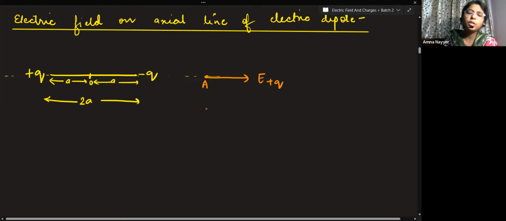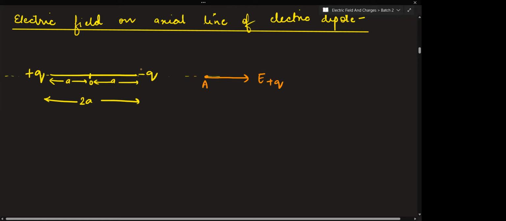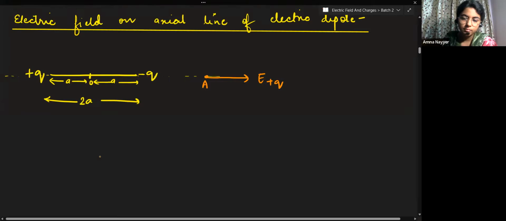Now, Fatima, you only complete. For minus Q, where will be the direction? Inwards. Inwards, that is left or right? Left, correct. So see, for negative charge, we move towards the charge. So this is my point. This is the charge. So I'll move towards the charge. This is the direction of electric field.